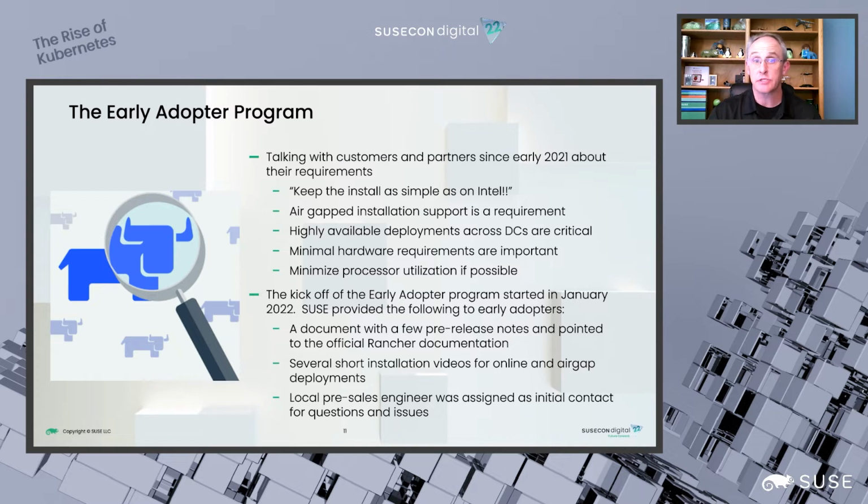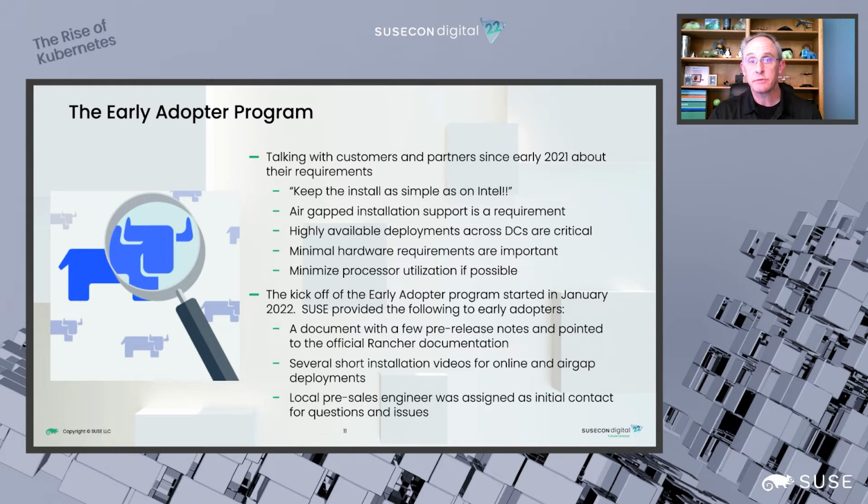High availability was also very important, so making sure that we supported a highly available deployment across data centers was critical. Minimal hardware requirements were important to many of our customers and partners that we spoke with, and minimizing processor utilization if possible. They were excited to see if we could do something to minimize the overhead of the Kubernetes components taking up extra cycles on the Z processors.